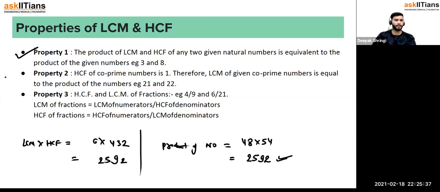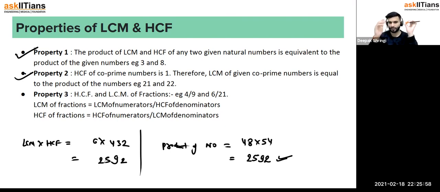Okay. Property number 2, guys. Property number 2 says that the HCF of co-prime numbers is 1. Therefore, the LCM of given co-prime numbers is equal to the product of the numbers. Very good, it's a very good property actually. Look, if there are two numbers which are co-prime, meaning they have no common factors, in that case, their highest common factor is going to be 1.